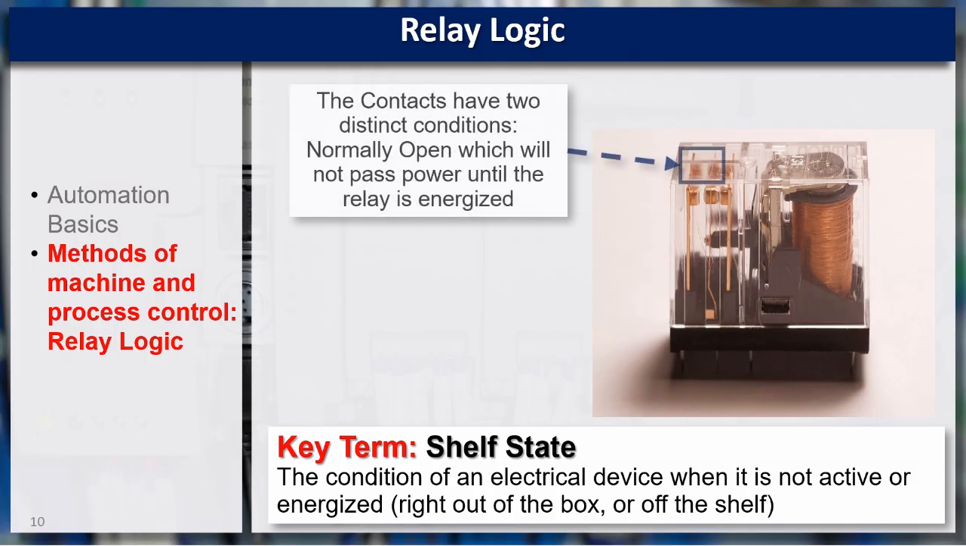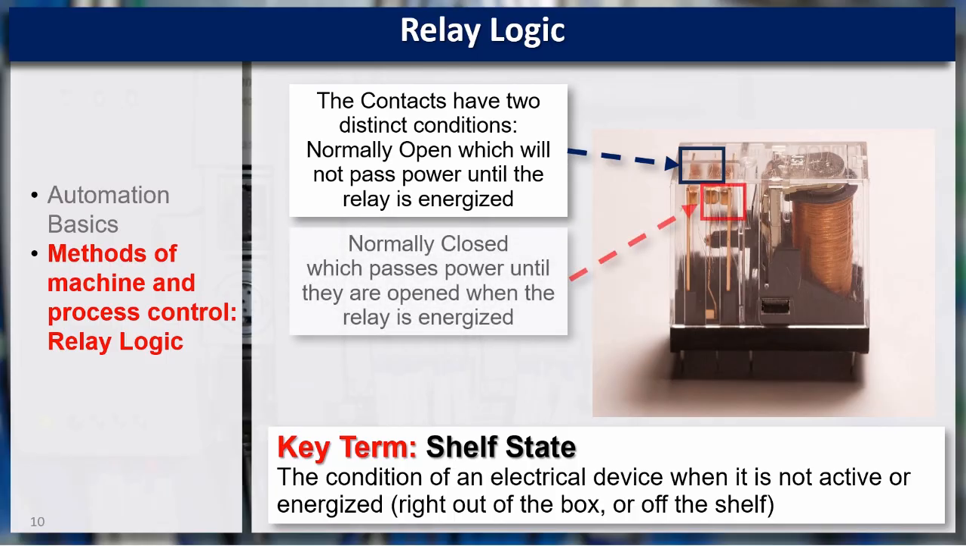Contacts have two distinct conditions: normally open, which will not pass power until the relay is energized, and normally closed, which passes power until they are open when the relay is energized.